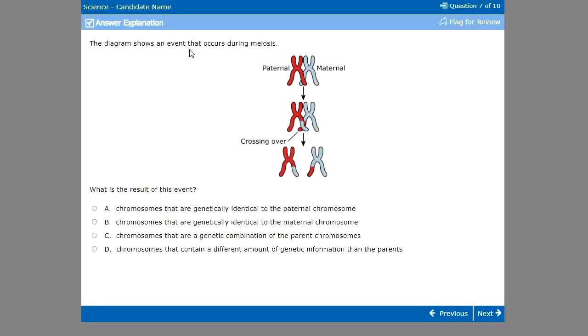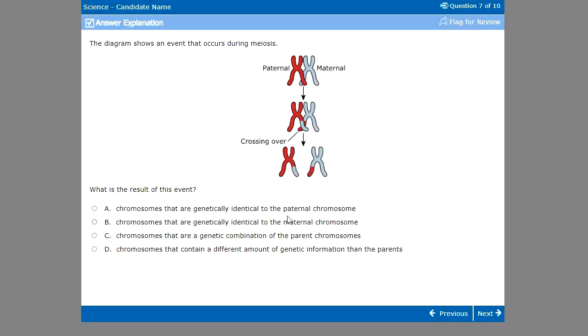The diagram shows an event that occurs during meiosis. We see the paternal and maternal chromosomes, they overlap, and we can see they exchange a piece, which is called crossing over, and we have 2 unique chromosomes now that have exchanged a piece. What is the result of this event?